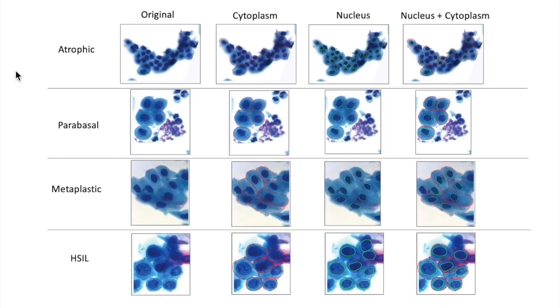So here are examples of how we outline the edge of the cytoplasm, the edge of the nuclei, and these are the cells in which we could reliably identify the edges of both at the same time. And these are the cells that we will analyze in the coming slides.